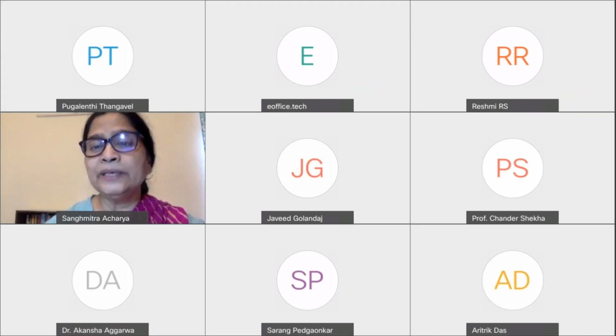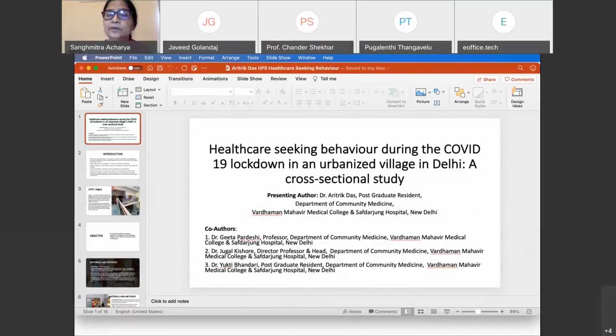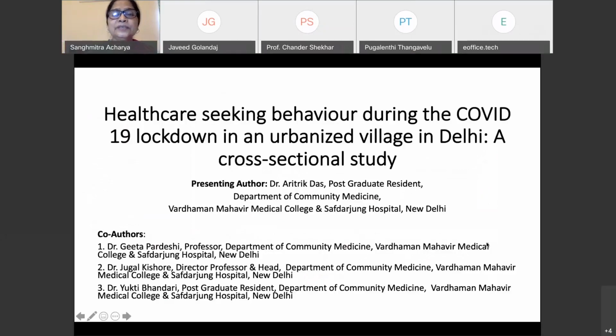I would now request our next presenter, Arithrik Das, who is going to be speaking to us on healthcare-seeking behavior during the COVID-19 lockdown. The illustrations are from an urbanized village in Delhi. It is a cross-sectional study which Dr. Arithrik Das has taken on board. Dr. Das, the floor is yours, and I see there are other co-authors also in your work. Kindly tell us about your work, and maybe introduce your co-authors too, to begin with.